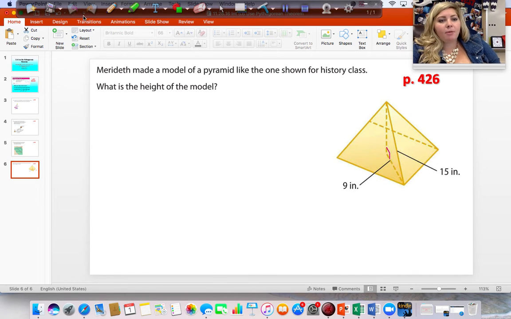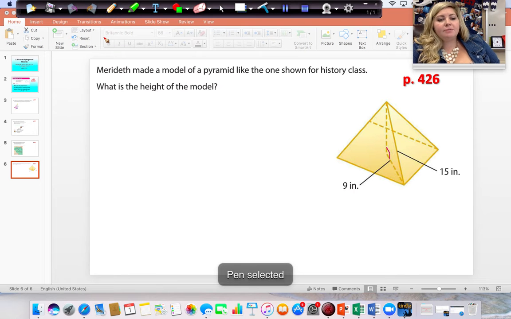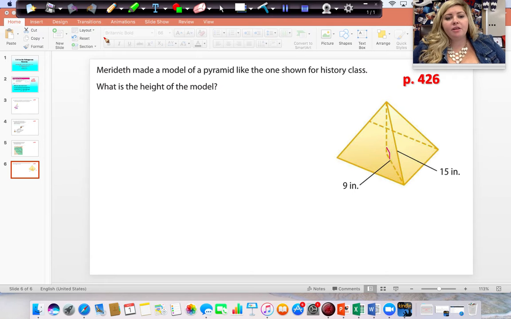Okay, and last problem. It says Meredith, and this is on page 426 in your book. Meredith made a model of a pyramid like the one shown for history class. What is the height of the model? So it's hard to kind of see this, but this is our hypotenuse. This is the bottom, B, and here is A. We do not know A. That's what we're looking for.